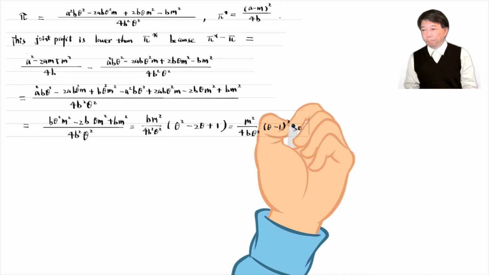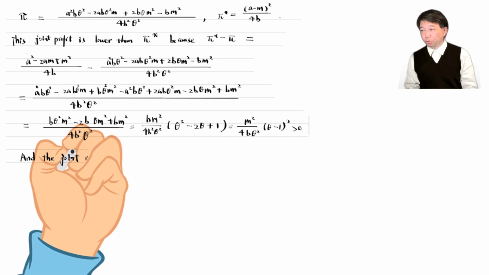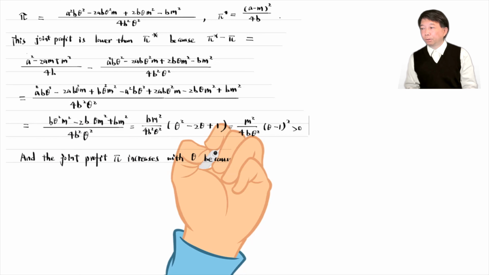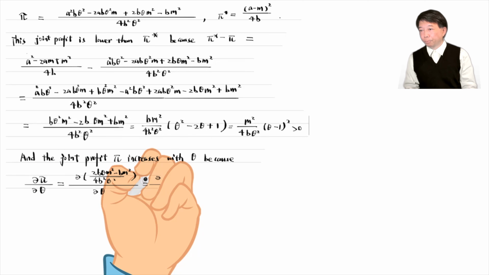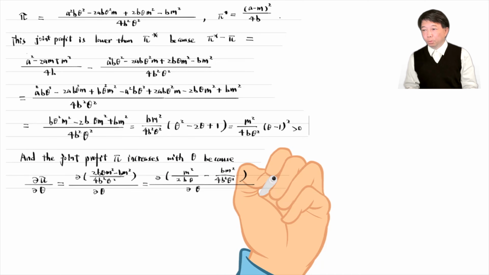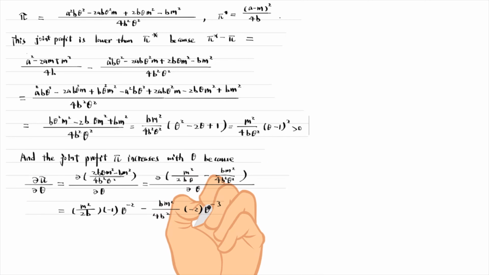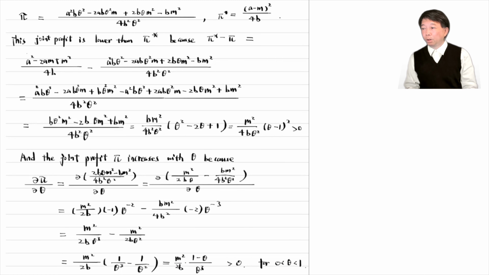Finally, we use the partial derivative of pi with respect to theta to find how the joint profit changes with the share of revenue going to the agent. The joint profit increases with theta. As more revenue goes to the agent, the joint profit rises.